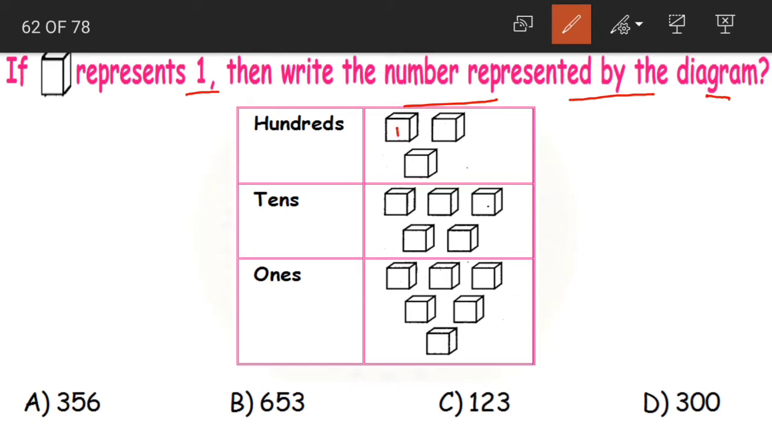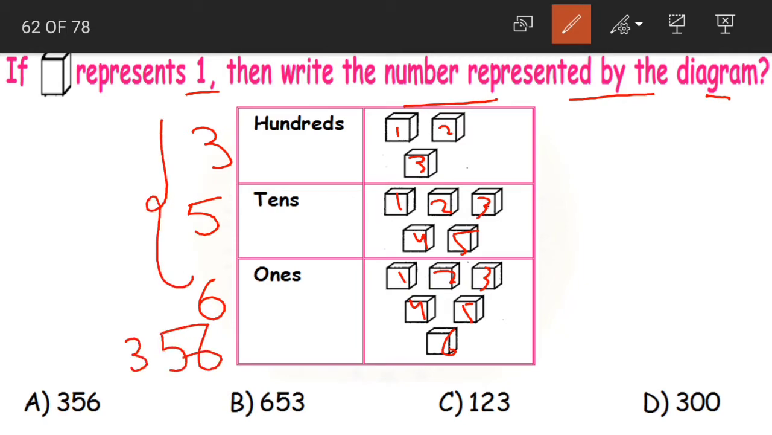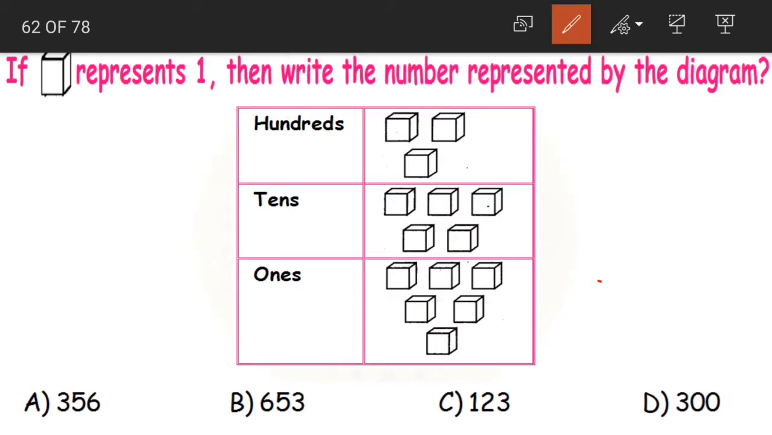Okay, one box means 1 it seems. So there are 1, 2, 3 boxes. Here 1, 2, 3, 4, 5 boxes. 1, 2, 3, 4, 5, 6 boxes. Yes, 3 hundreds, 5 tens and 6 ones. What is our answer? 356. Option A. Simple, right, children?